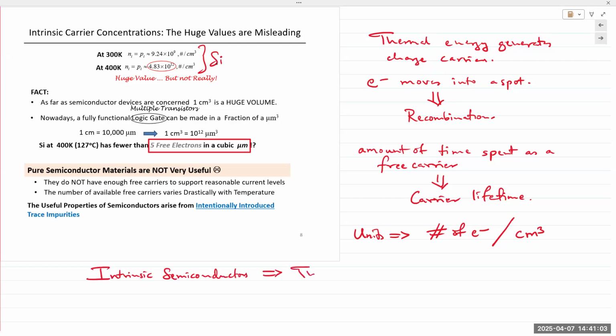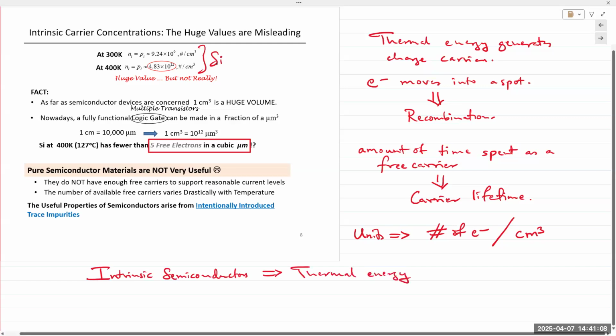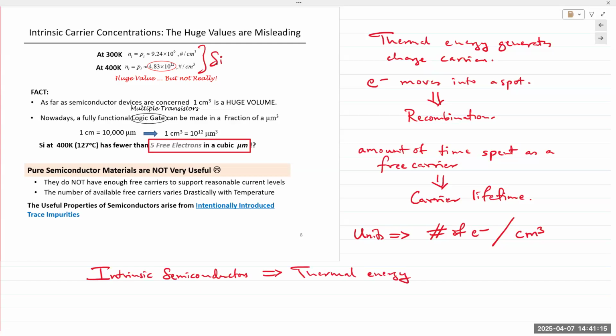Carriers are generated only due to thermal energy. Okay, only thermal energy. So by themselves, they are not very useful, right? That's the whole point. Silicon exists, germanium exists. We can create a pure silicon wafer, a pure germanium wafer, but nothing's going to happen. Even if we apply a voltage or an electric field to that pure silicon, nothing's going to happen. Not unless that electric field density is huge.